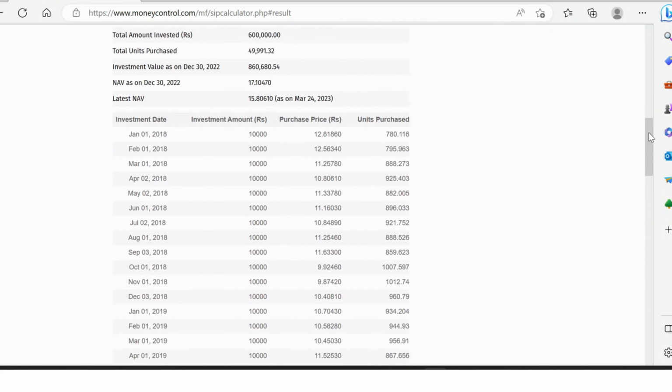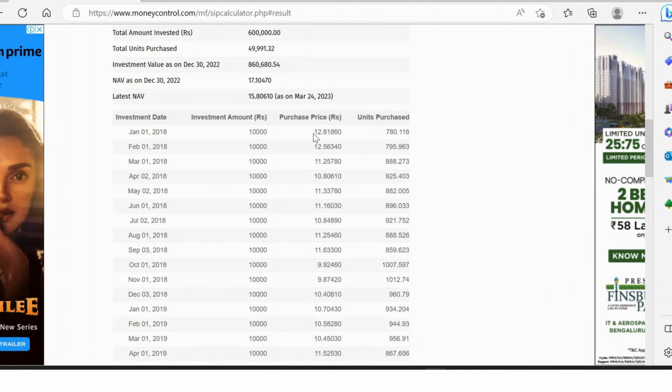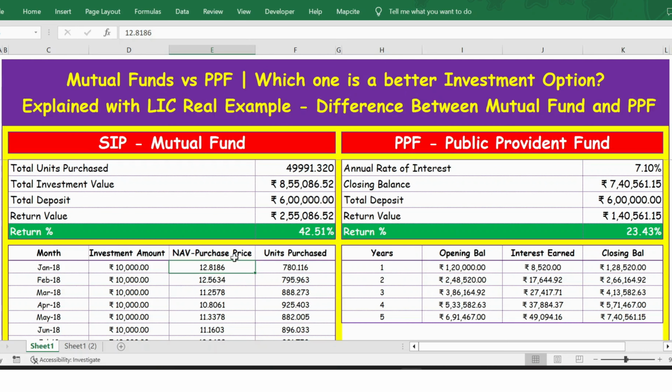So you have the details of investment amount and also the purchase price. This is the NAV or the purchase price each month. By end of the month, beginning of the month, what is the NAV value? The same thing I have taken from the portal. And let me go back to the tracker. So that's the same thing I have captured here.